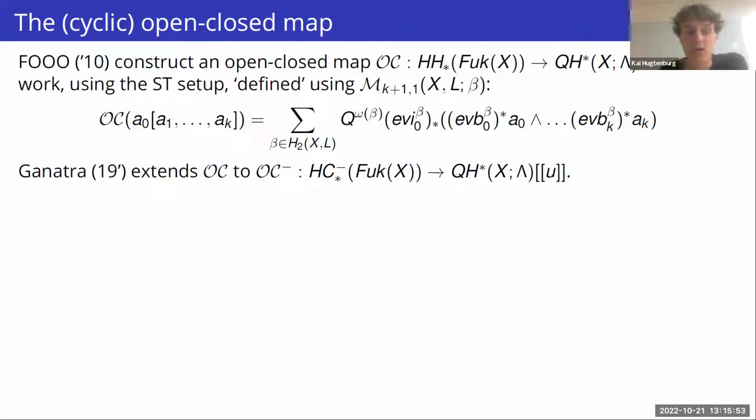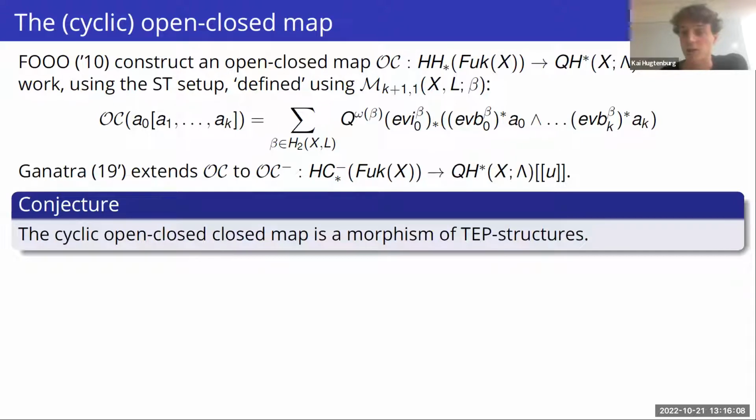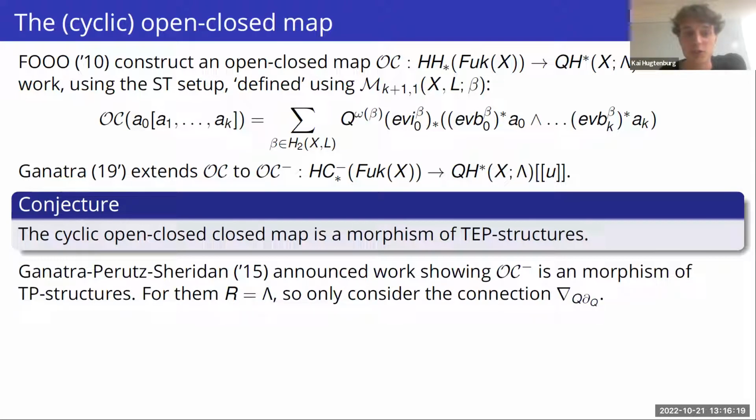And now Ganatra in 2019 extended the open-closed map to a cyclic open-closed map. So this will map the negative cyclic homology of the Fukaya category to the quantum TEP structure, but he didn't consider the connections yet. And it's very natural to conjecture that indeed the cyclic open-closed map is a morphism of TEP structures. And indeed, Ganatra, Perutz, and Sheridan already in 2015 announced work showing that the negative cyclic open-closed map is a morphism of TP structures. But they only consider the connection in the Novikov direction. But they also do prove it for the P structure. They don't consider this E structure because they are working in the Calabi-Yau setting, and in the Calabi-Yau setting, this E structure is trivial.